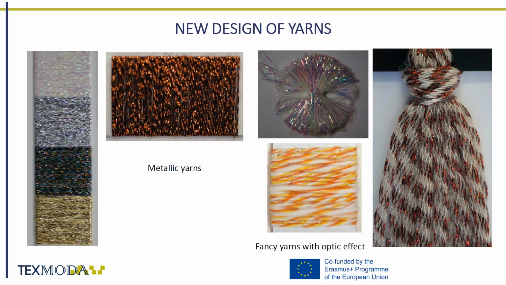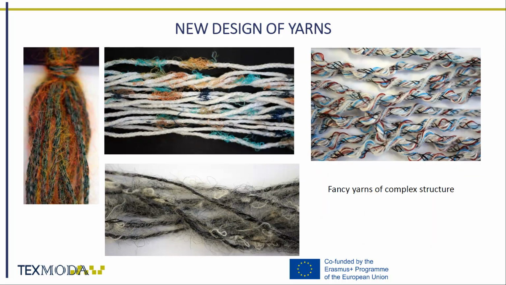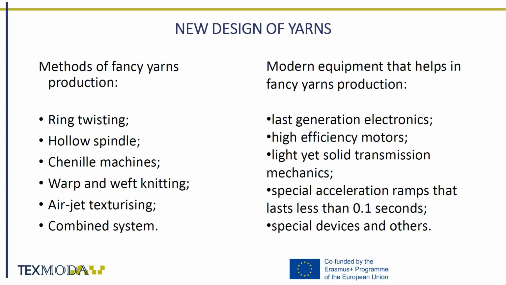Metallic yarns are obtained when slit laminated films are wrapped around the core. They are used not only in the usual products, sweaters or decoration of woven fabrics, but also in functional socks, including sportswear. There are a lot of possibilities to use several types of different fancy yarns together and make yarns of complex structure. Ring twisting, hollow spindle, chenille, air-jet texturizing, or knitting with a small number of needles knitting machines are used for manufacturing of fancy yarns.